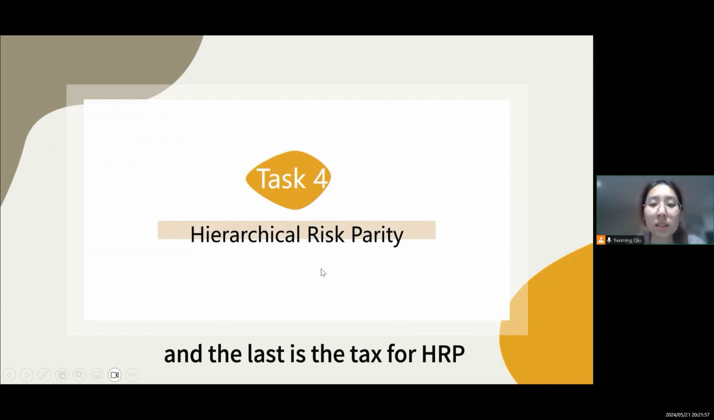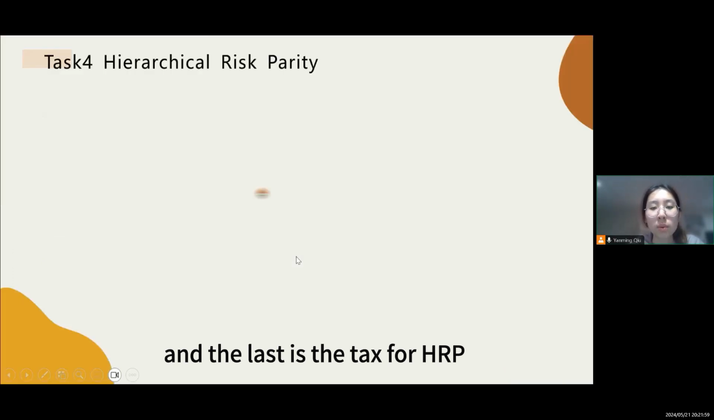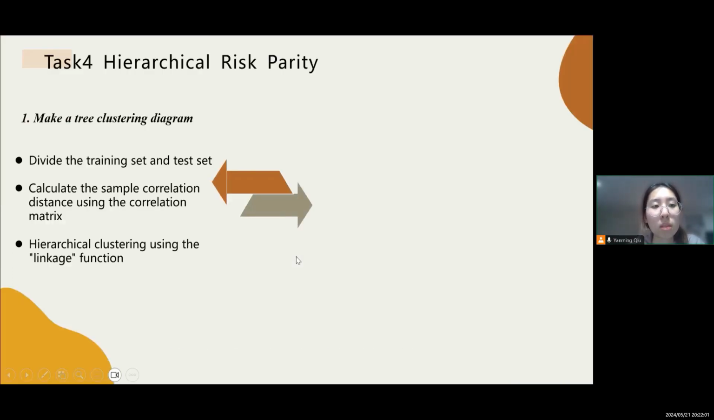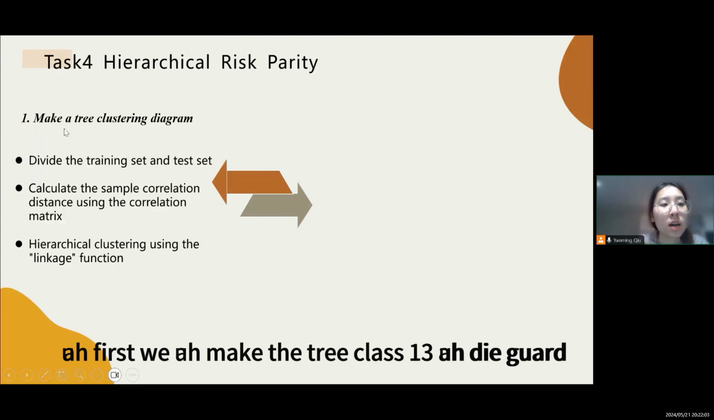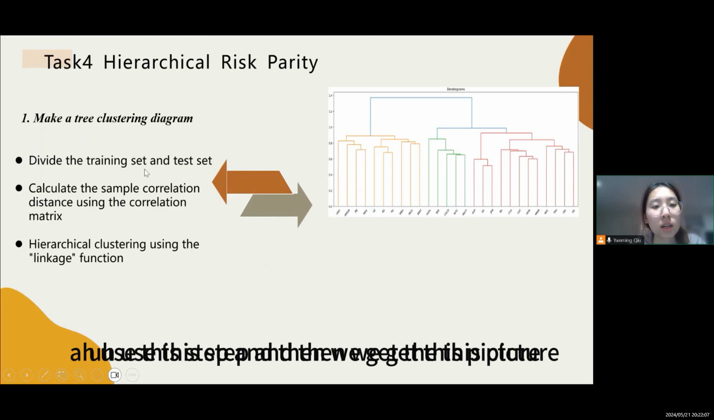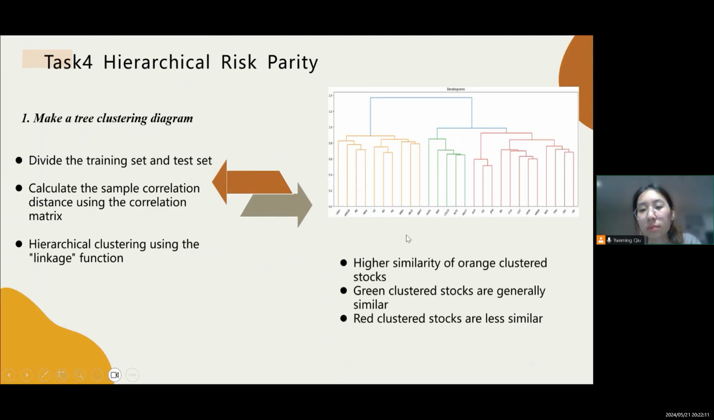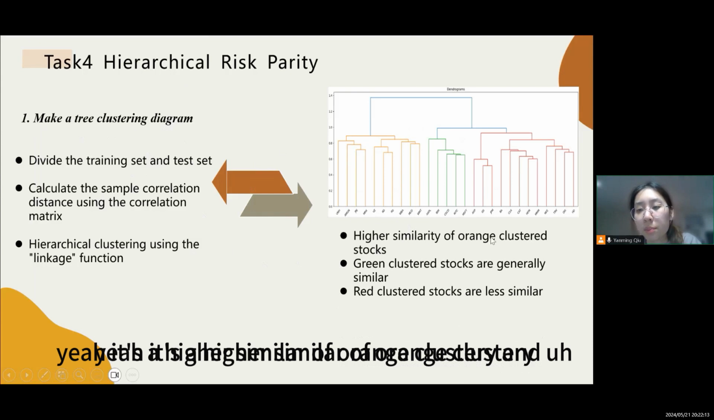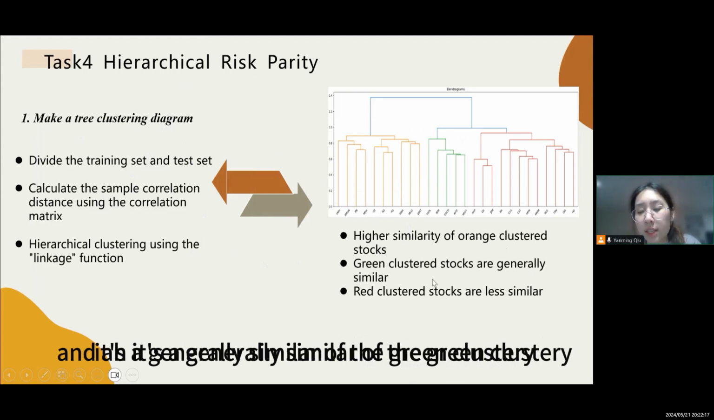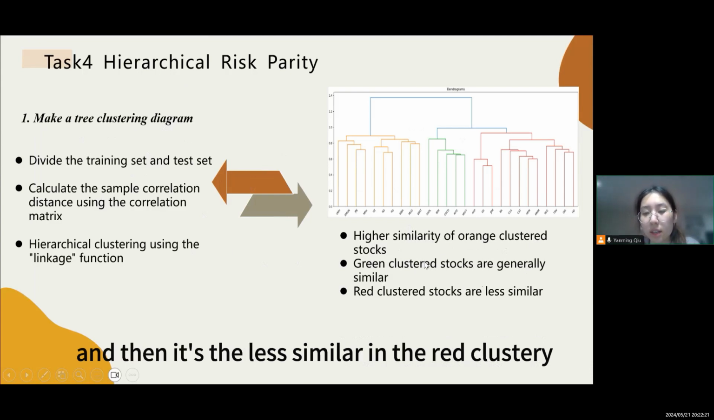And the last is text 4, HRP. First, we make the tree clustering diagram. Using this step, we get this picture. It's highly similar in the orange clustering, generally similar in the green clustering, and less similar in the red clustering.